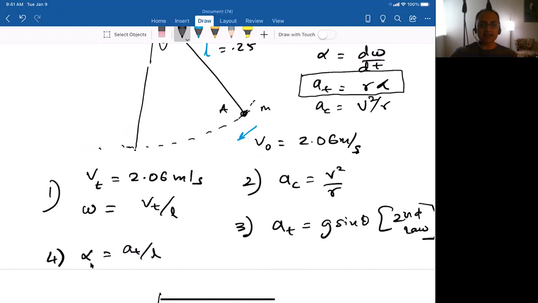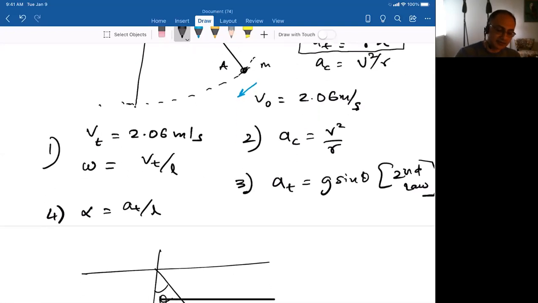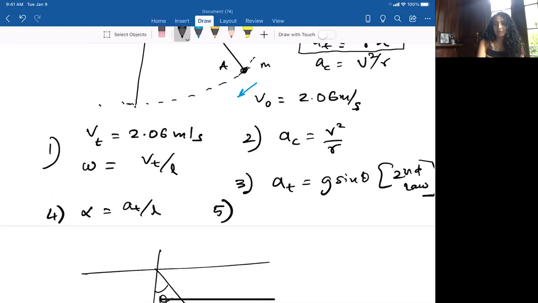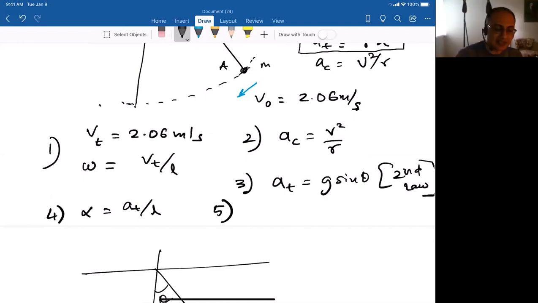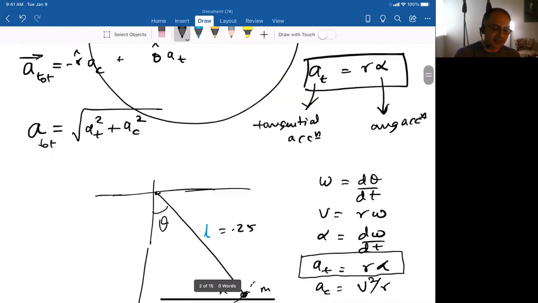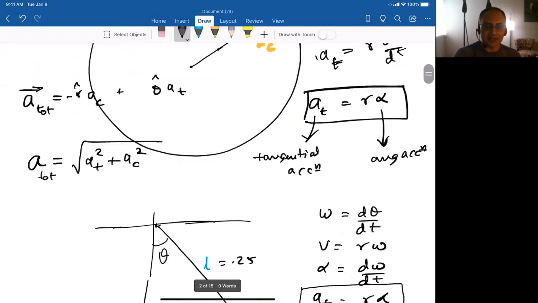The next part is asking for the total acceleration. How would I find that? Square root of at squared plus ac squared. Exactly. The total acceleration means the acceleration vector whose two components are at and ac. The magnitude of the total acceleration is the square root of ac squared plus at squared, as we just saw in our discussion right here. So that's the total acceleration.